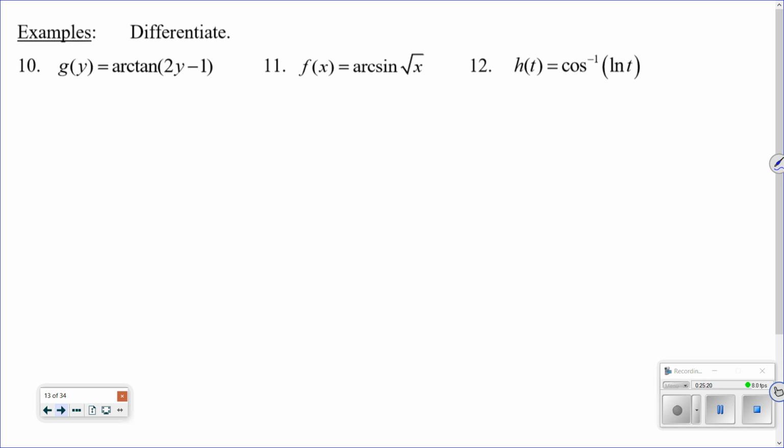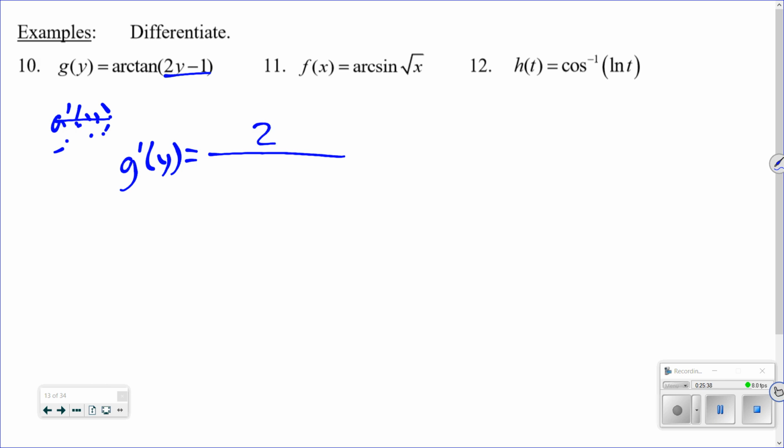So g of y equals arctangent of 2y minus 1. I'm going to find g prime of y. Let me come down here a little bit where my board's working better. All right, so just look at your rule right there. The derivative of the inside goes on top. So the derivative of 2y minus 1 is 2. And then on the bottom, it's arctangent, so I go 1 plus whatever's on the inside, that's my u, 1 plus u squared. And we're done. There's my answer.